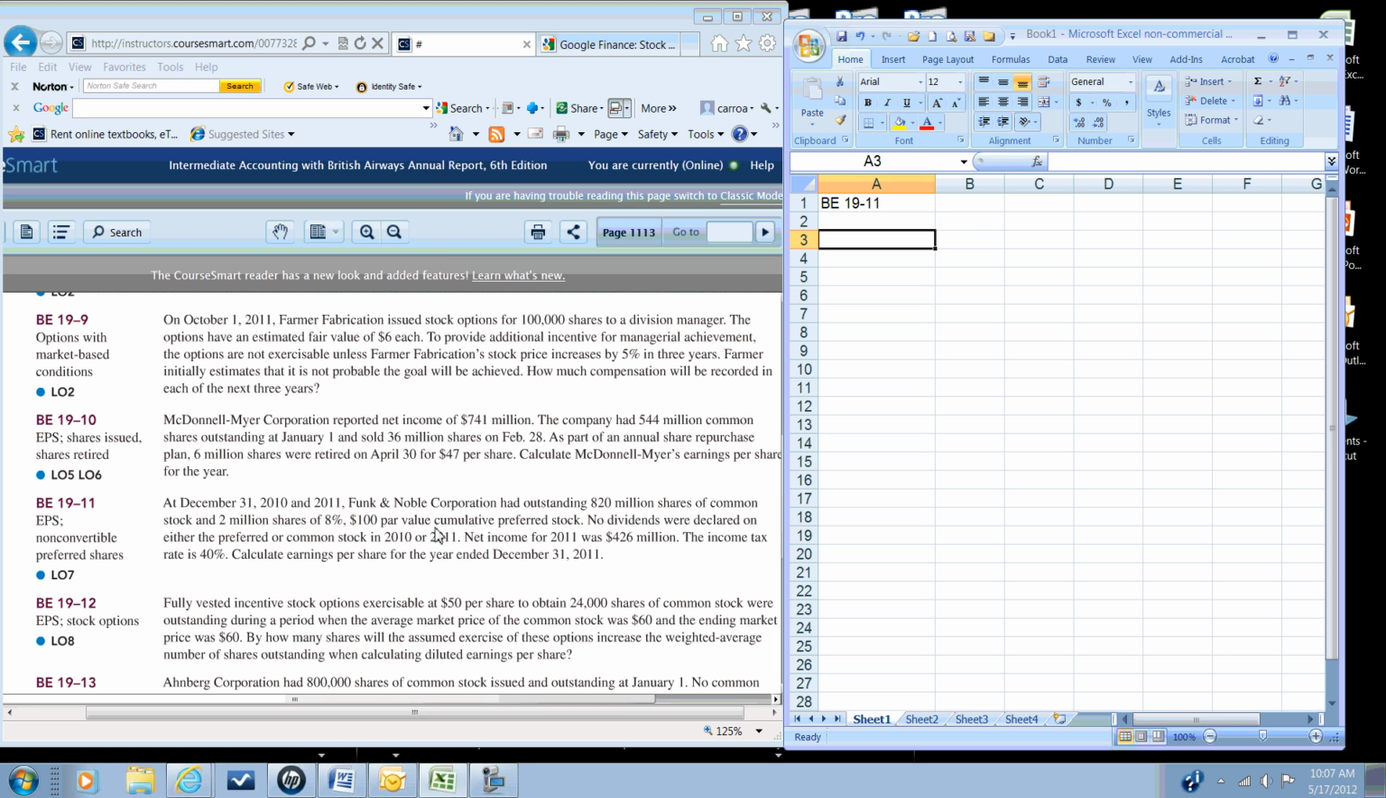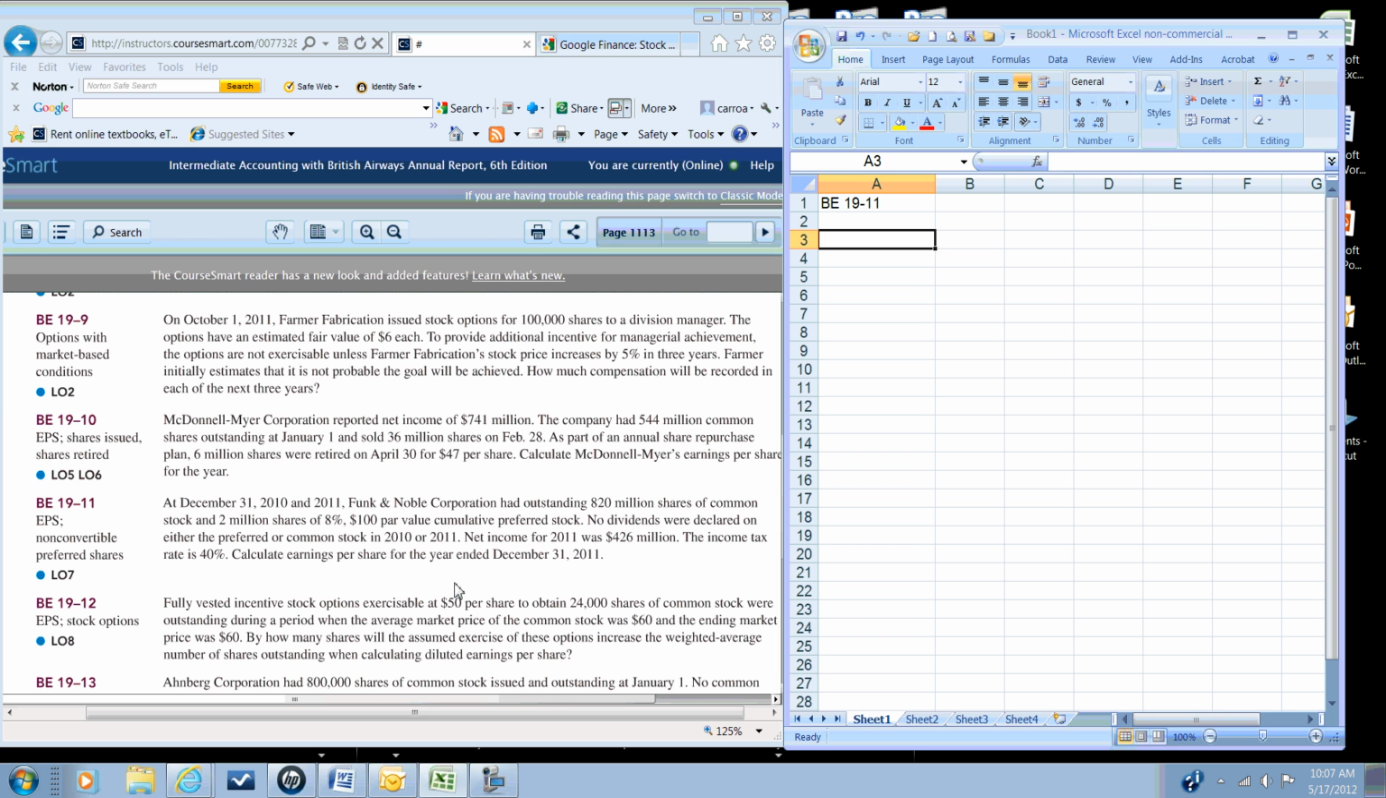There are conditions in the preferred stock agreement that allow the company to forego payment. In this case, the preferred stock is cumulative, meaning that all back dividends have to be paid first before any dividends can be paid to common shareholders.